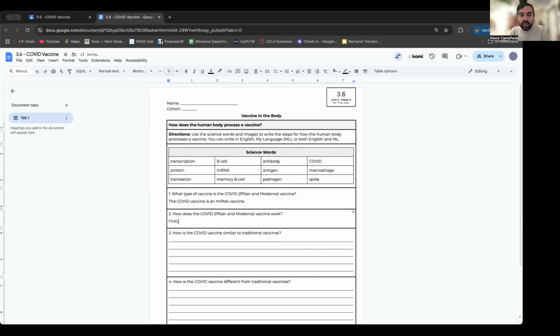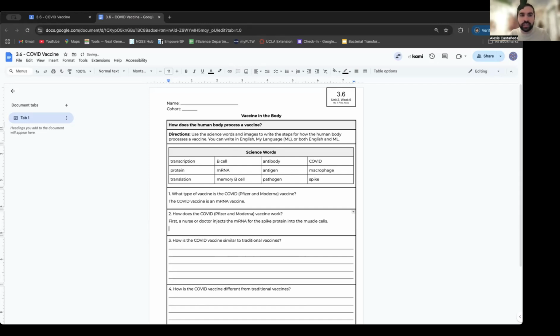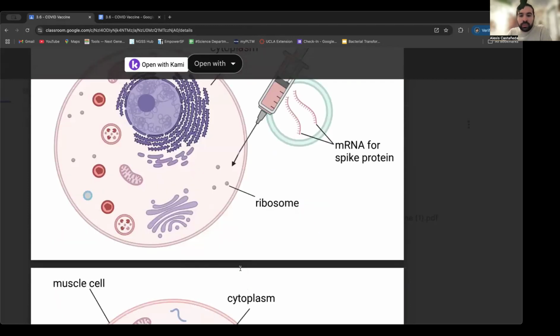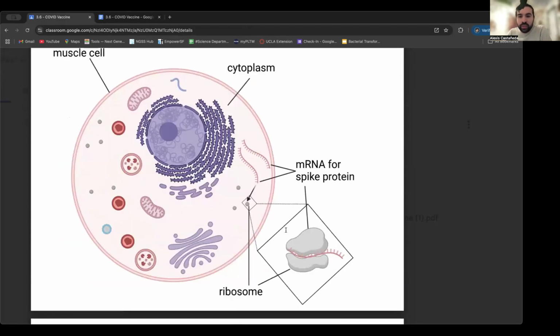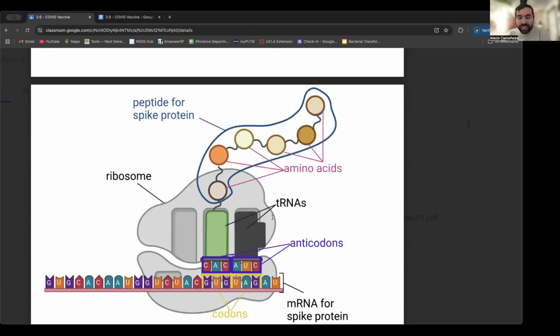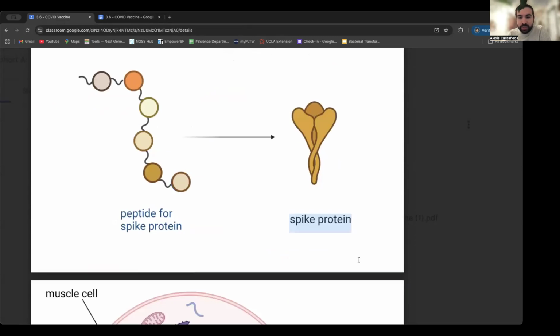So first, a nurse or doctor injects the mRNA for the spike protein into the muscle cells. That's the first thing that we did. We injected into the muscle cells. So that mRNA is going to go then to the ribosome. And in the ribosome, right, we know that this process is called translation, and we create a spike protein.